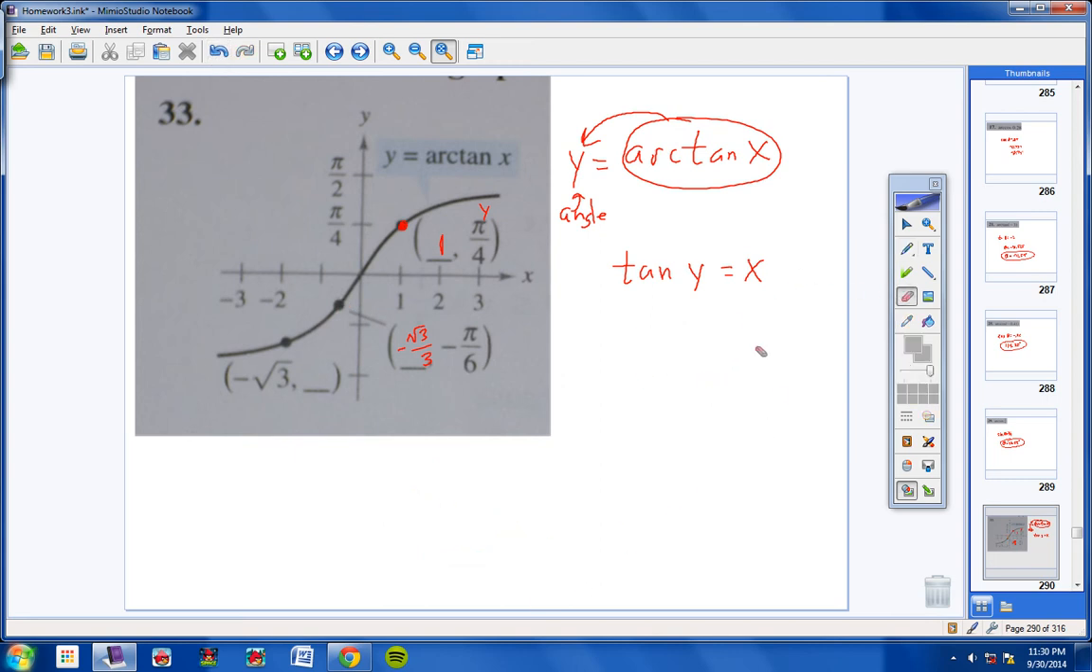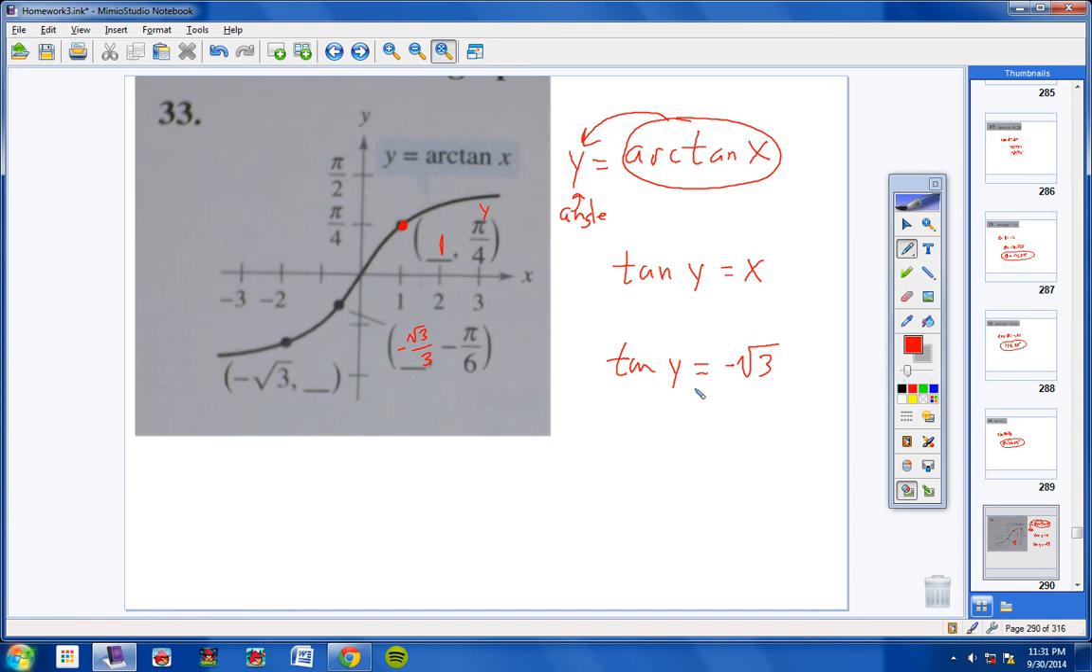All right? Now let's take a look at the last problem here. The last point they want us to figure out is this. Here they're giving us the x value. Look at this. They're giving us the x value. So we're going to say tangent of y equals negative square root of 3. In other words, what angle, when you take the tangent of it, do you get negative square root of 3? Well, that should be on your table.